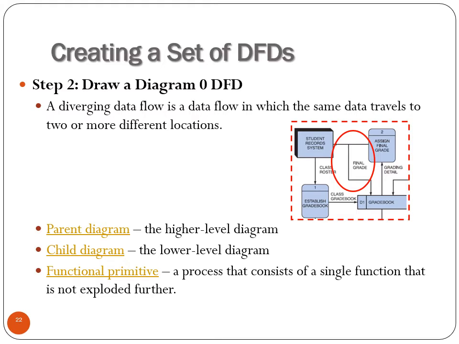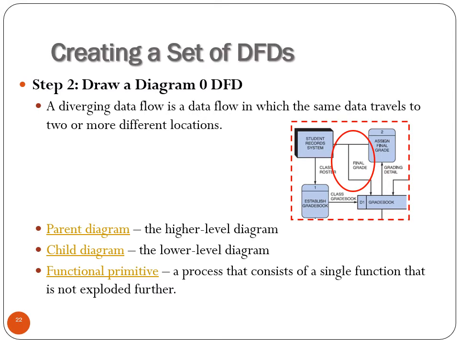A divergent data flow is a data flow in which the same data travels to two or more different locations. Look at the example. A divergent data flow is the best way to show the flow rather than showing two identical data flows, which could be misleading. When you explode a DFD, the higher level diagram is called the parent diagram, and the lower level diagram is referred to as the child diagram.